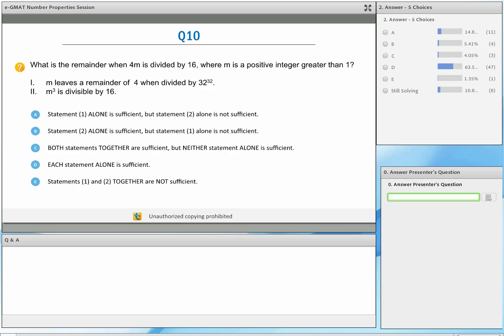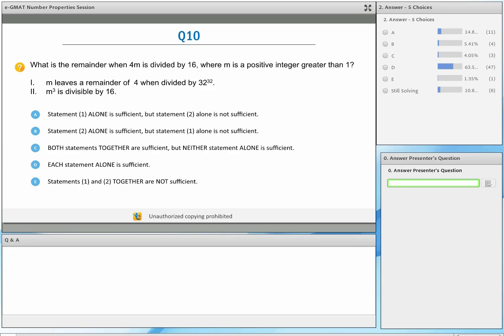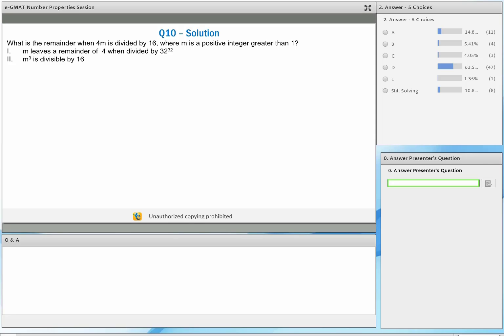But first, tell me, how is your confidence level in terms of this question? Or I'll ask you this later on when we consider all three questions. What is the remainder when 4m is divided by 16? Again, this is the most difficult question of all. That's what the question is. And we know that m is greater than 0 and m is an integer, right? So 4m is equal to 16q plus r. That's what we have been able to figure out.